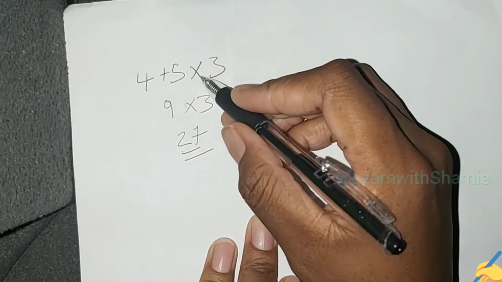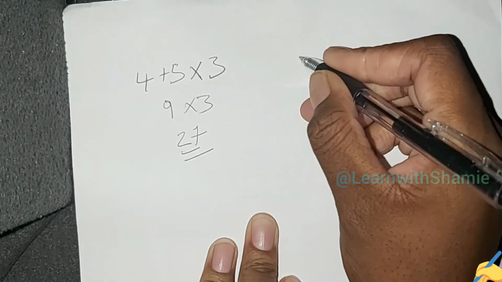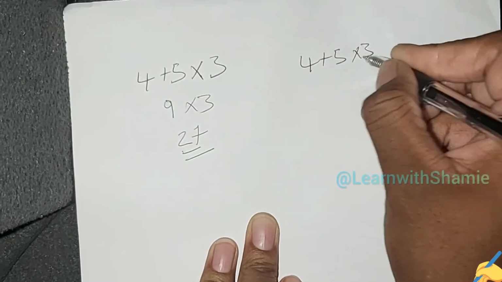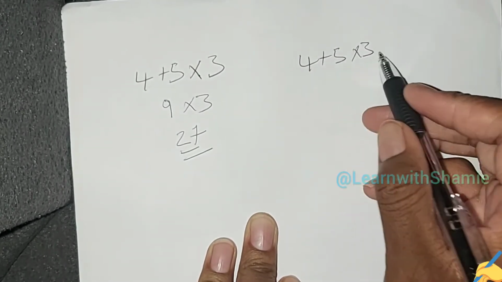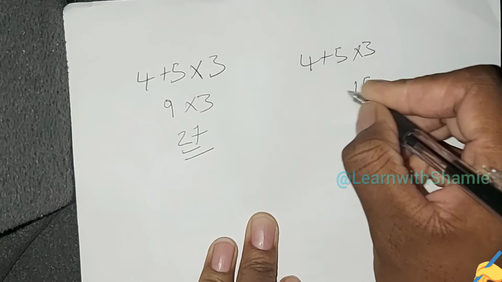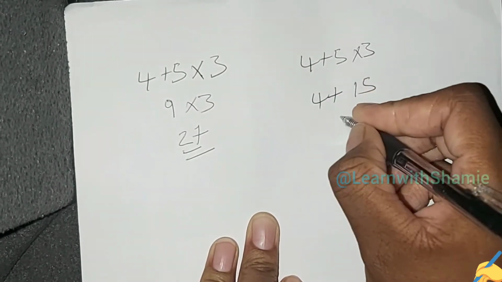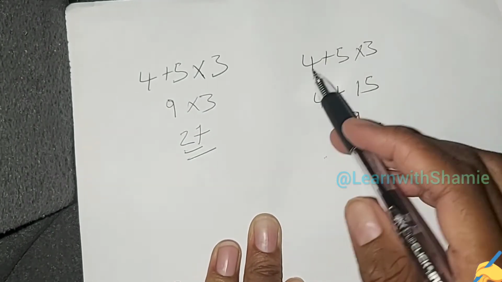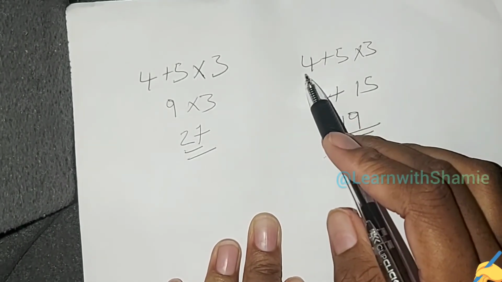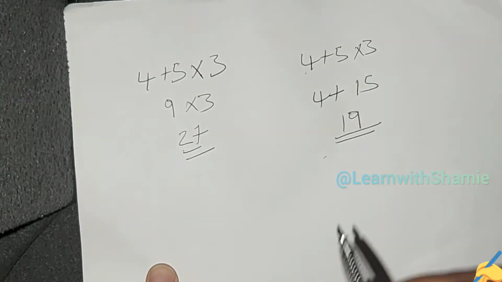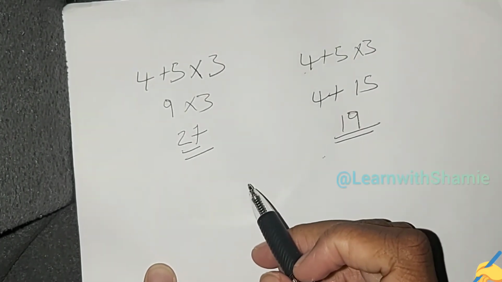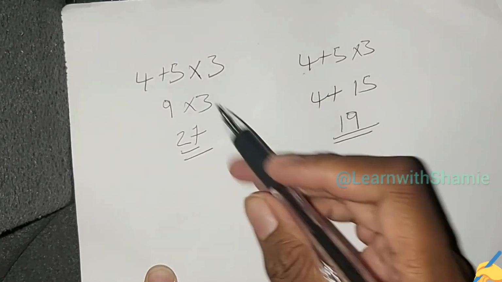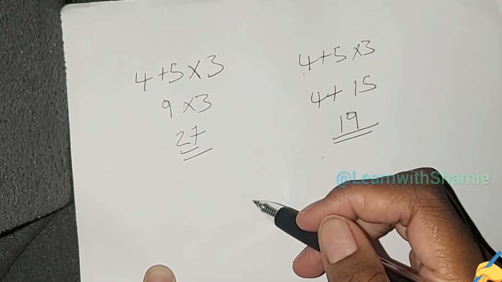If we should do the multiplication part first, let's rewrite the equation over here. So we'd say 5 times 3 is 15 plus 4 is 19. There you see we have two different answers to the one equation. So this is where order of operations comes in. It states the order in which an operation should be carried out.